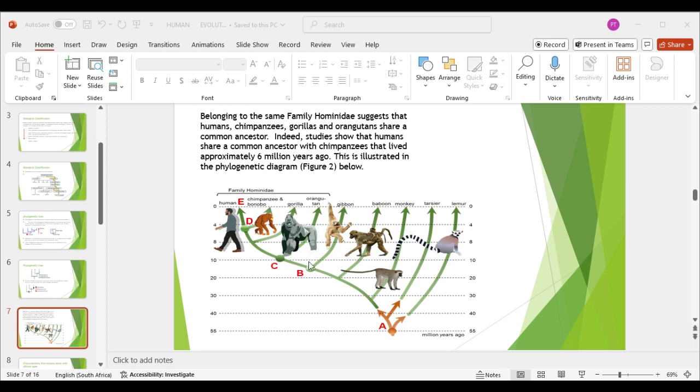As you look into this phylogenetic tree, there we are: the humans, the chimpanzee, the gorillas, and the orangutans. So, meaning that at this line, we share the same common ancestor.